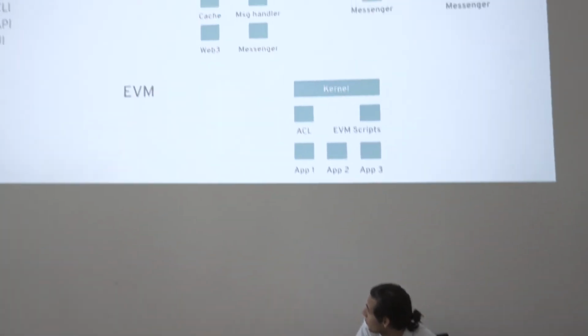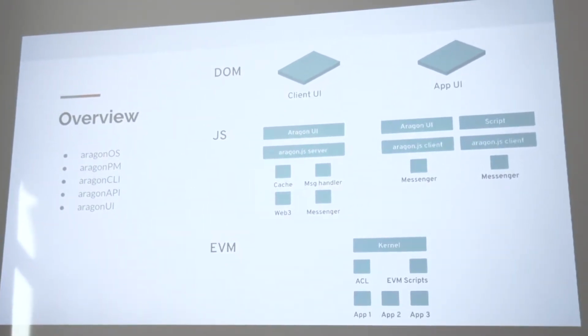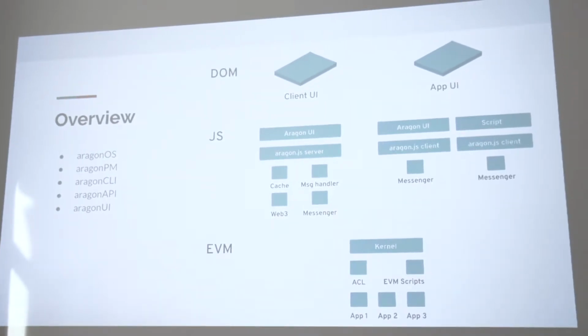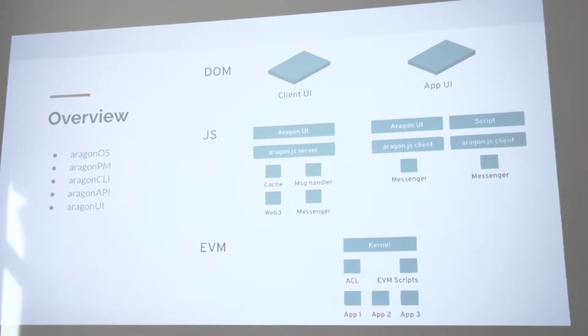All right. So, overview. These are the 5 main packages for Aragon. We have the OS, which is the set of smart contracts that runs on the Ethereum blockchain. The package manager, which is also a set of contracts. The CLI, which is the tool that you'll use to run your dev chain and run IPFS. You can also interact with the DAOs themselves, configure the permissions, and launch a DAO from the CLI.